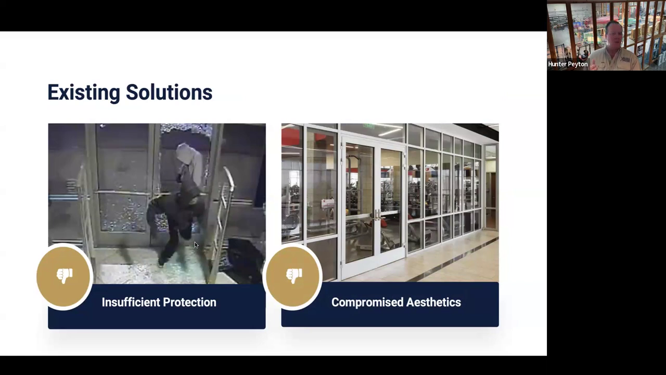And so, some of the insufficient protection, that would include security film. They just don't work well, and they're obtrusive. They have a line of 995 around the perimeter. And then, on the right there, you see compromised aesthetics. I mean, that's a beautiful entryway for a normal application. That works very well for what it's designed to do, but it doesn't work well in every environment, and it isn't Class A.